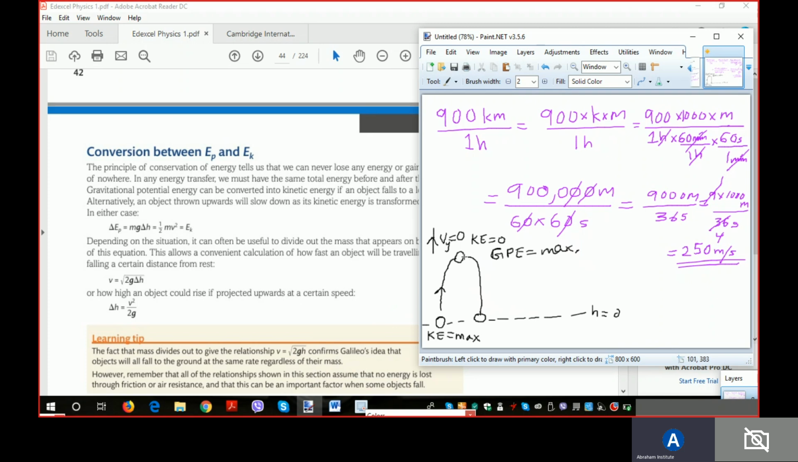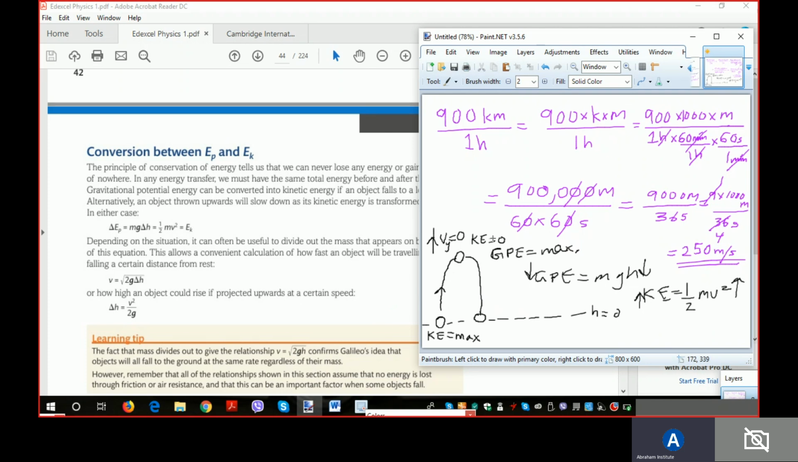When it falls, the speed starts increasing and the height starts decreasing. When the height decreases, GPE equals mgh, so the gravitational potential energy decreases. And when the speed increases, kinetic energy equals half mv squared. Mass is constant, so when the speed increases, the kinetic energy increases. So from here to here, the gravitational potential energy decreases and the kinetic energy increases. From here to here, the height is increasing but the speed is decreasing, so gravitational potential energy is increasing and kinetic energy is decreasing.